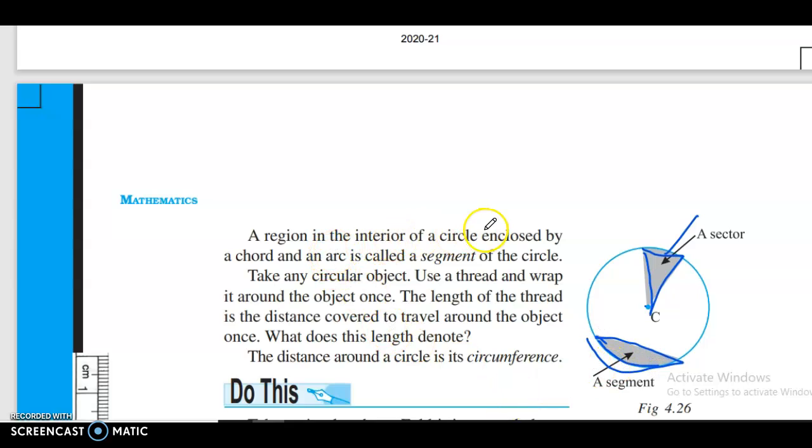A region in the interior of the circle enclosed by a chord and an arc is called a segment of the circle. Take any circular object, use thread and wrap it around the object once. The length of the thread is the distance covered to travel around the object once. What does this length denote? The distance around a circle is its circumference.